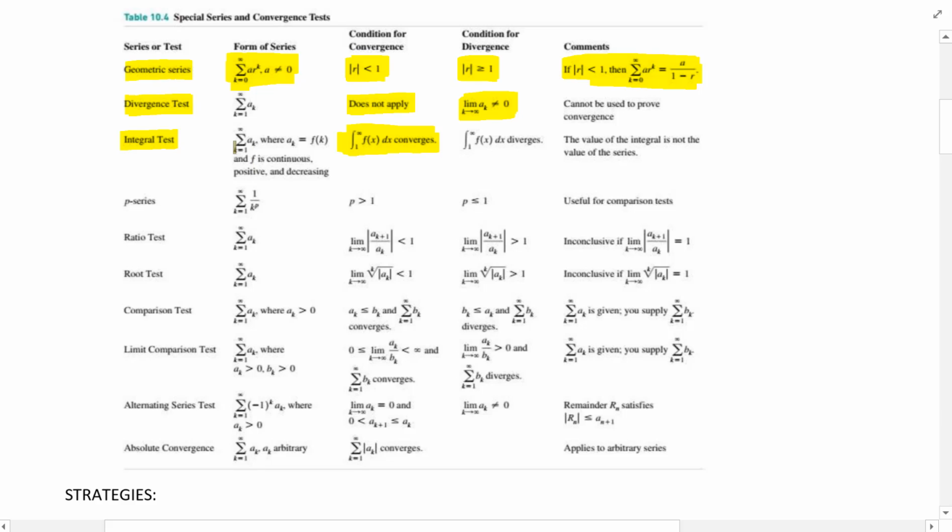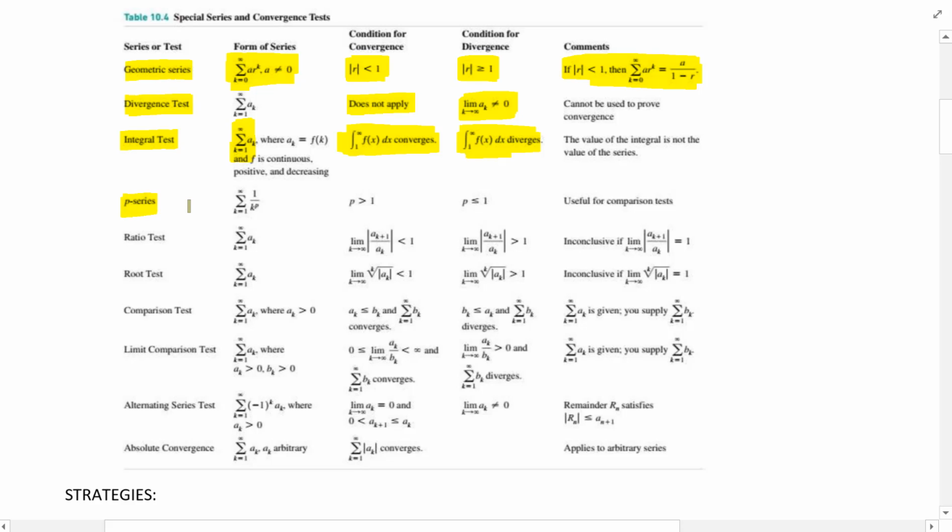look at the shape of the series term a sub k, and we create a function like that, and we calculate the integral from whatever endpoint we have for the series, so in this case from 1 to infinity. So we end up with an improper integral, and it tells us if the integral converges, then the series converges. If the integral diverges, the series diverges.